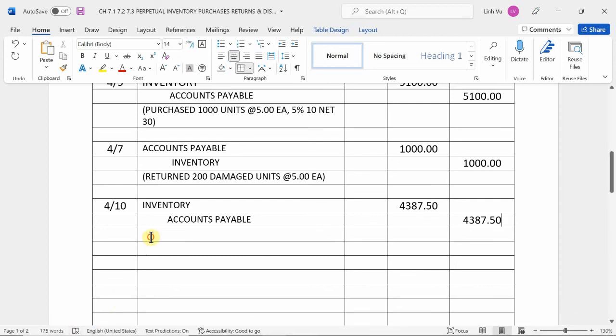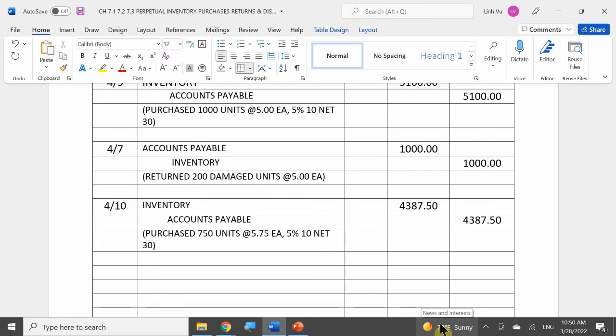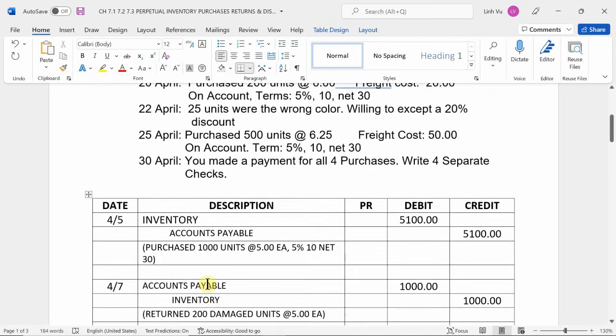And of course, I need to make a note here that I purchased 750 units at $5.75 each. And I have to also include that I will receive a 5% discount if I pay within 10 days. If not, the entire bill is due in 30.